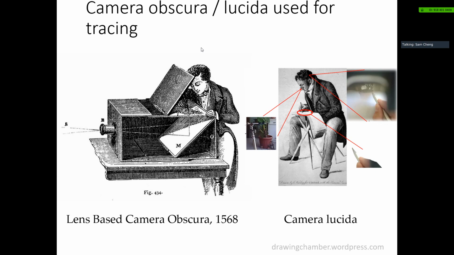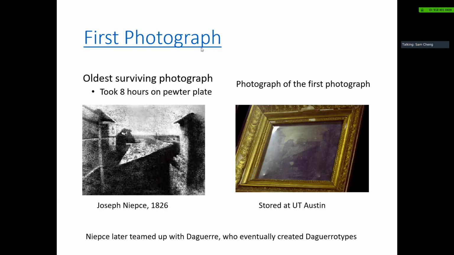And then if we think of the modern camera as what we have now, the first photograph is back in 1826, and you can still find the photograph, stored at UT Austin, and it took 8 hours to create that photo.